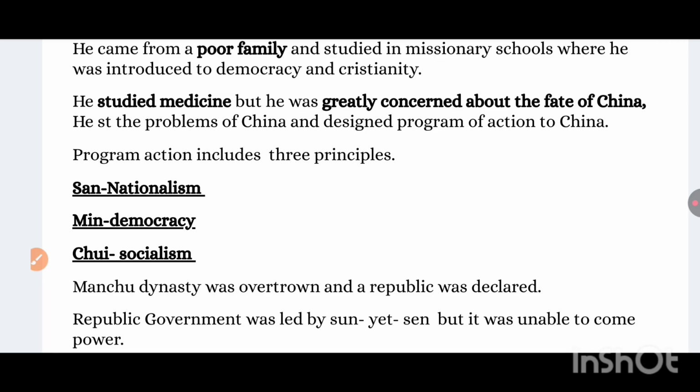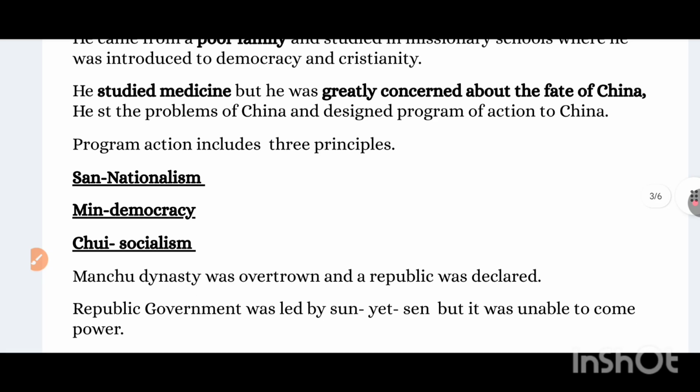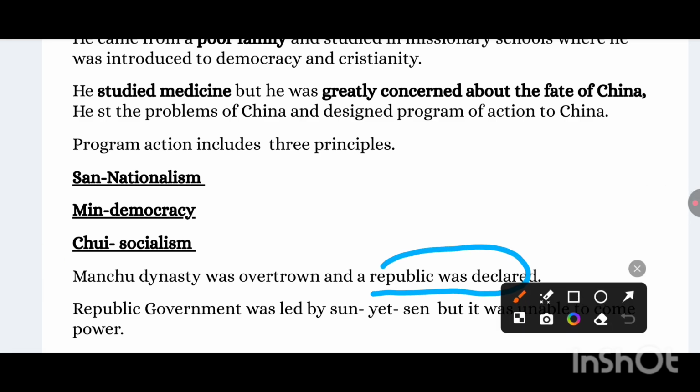What is the meaning of socialism? Land and property are owned by, under the control of, the government. Land is owned by the government. That is what we call socialism. These three principles were introduced by which person? Sun Yat-sen. Who is the founder of modern China? Sun Yat-sen.